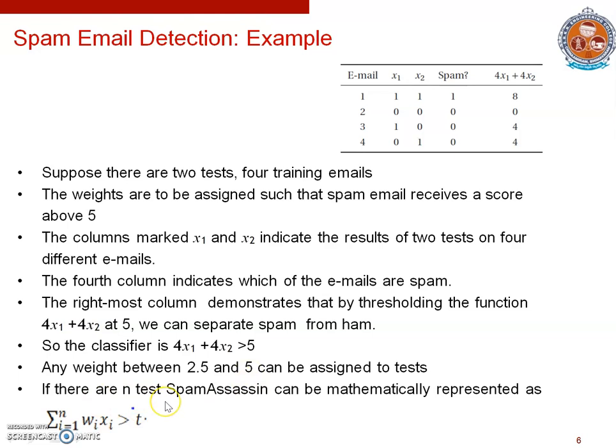So if there are n tests, then SpamAssassin can be mathematically represented as the sum over i equal to 1 to n of wi xi greater than t, where n is the number of tests or features. xi represents the outcome of the ith test. So xi is a boolean variable which can have a value of 1 or 0. wi is the weight assigned to the ith test. t is the threshold value. So if the sum of wi xi is greater than t, the email will be tagged as spam, or else it will be tagged as ham.